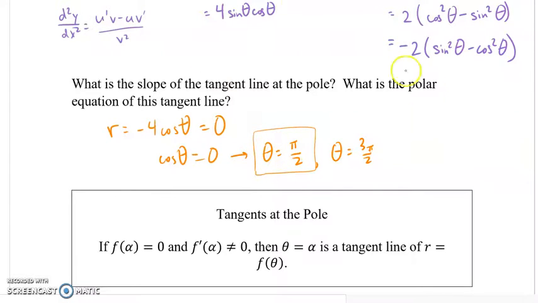I guess the last piece we should double check is dr d theta equal to 0? And of course we know that it's not. Dr d theta is equal to 4 sine of theta. And if I evaluate 4 sine of theta when theta equals pi over 2 or 3 pi over 2, I get 4 or -4. I don't get 0. It is not equal to 0 at theta equals pi over 2. So that's an extra little piece that we have to check. Anyway, short and sweet.